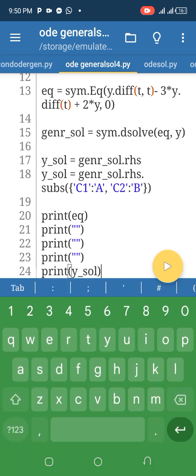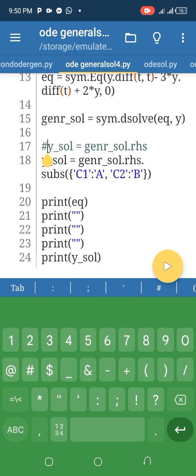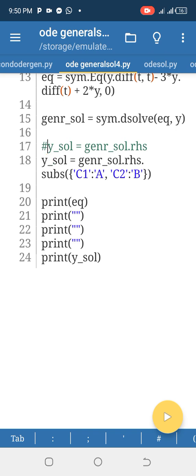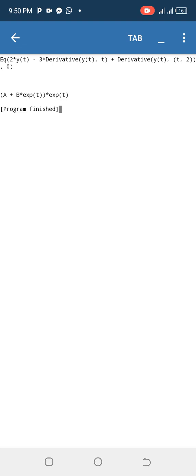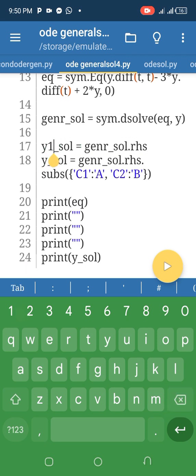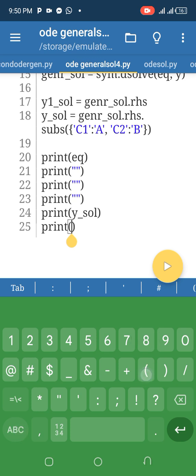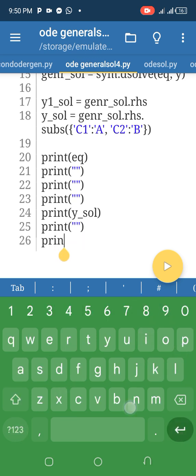So what we do, we are also going to print the general solution. We can maybe suppress this and run our code. So you can see our code prints the component on the right hand side. Let us call this one y1. Then we also print nothing, then print nothing.